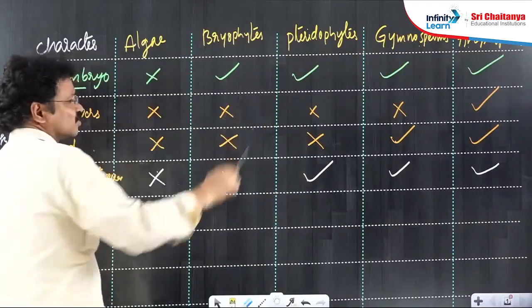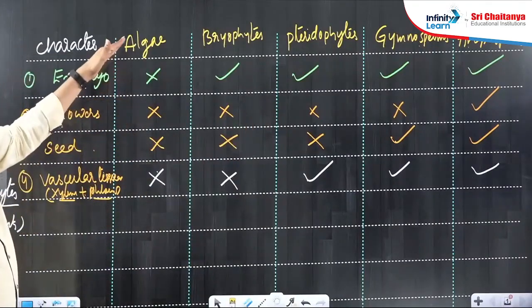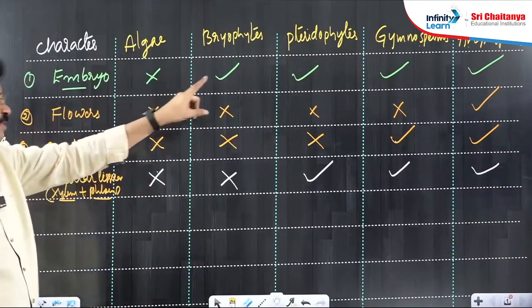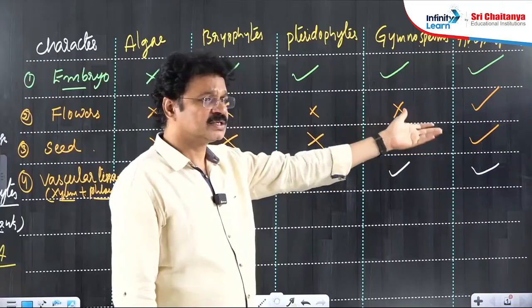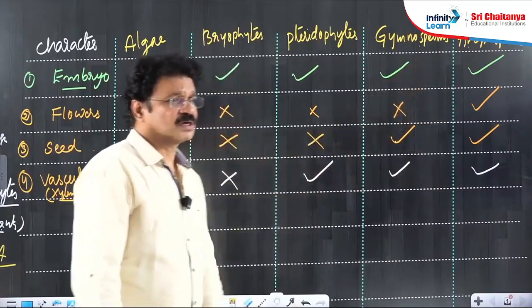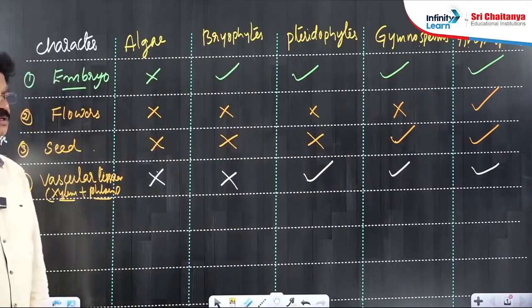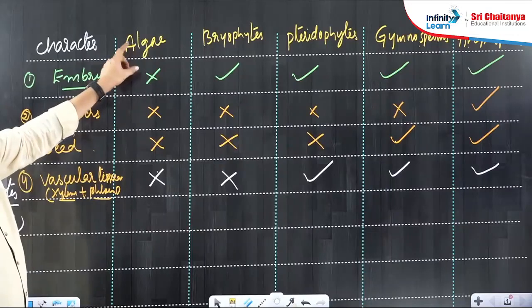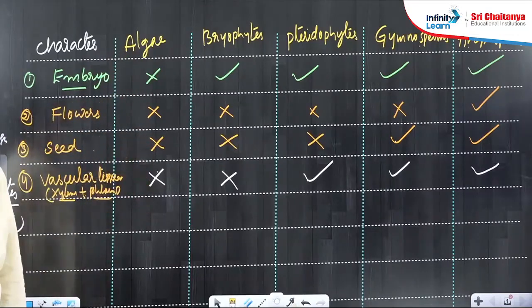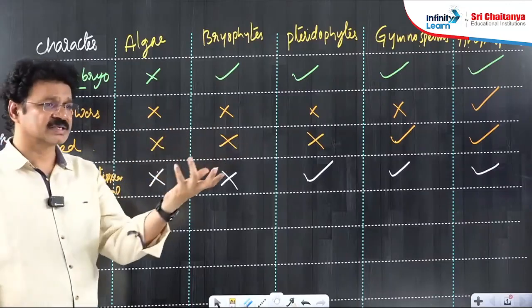Compare the algae with angiosperms. In algae, these first four structures are absent, whereas in angiosperms, all are present. It is the reason to say angiosperms are advanced plants. Angiosperms are advanced. Algae is very primitive because all these are absent. Based on this table, we can construct several questions.